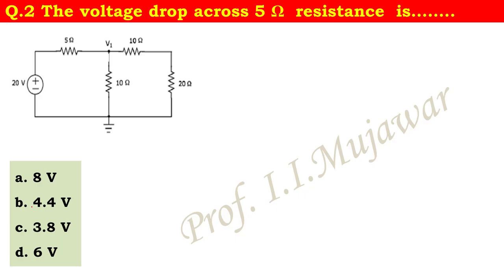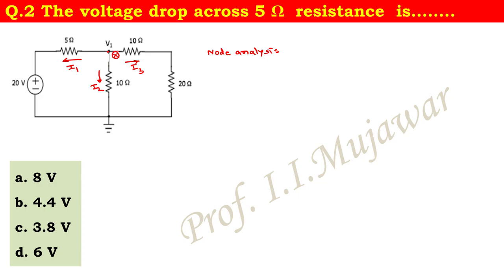The problem statement is: the voltage drop across the 5 ohm resistance is. So this voltage we have to calculate. Here we can have an option like node analysis. If I use the node analysis method, a thumb rule is that I will assume all the unknown currents leaving the node. So I have this current I1, this is I2, and this is I3. From this node X, all three currents are leaving away from the node.